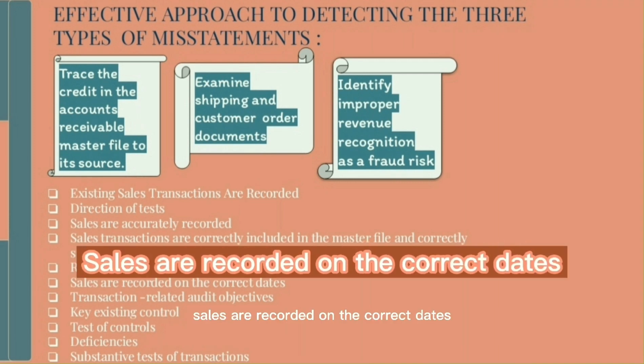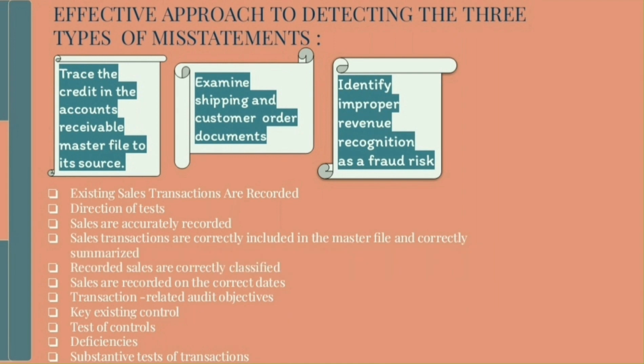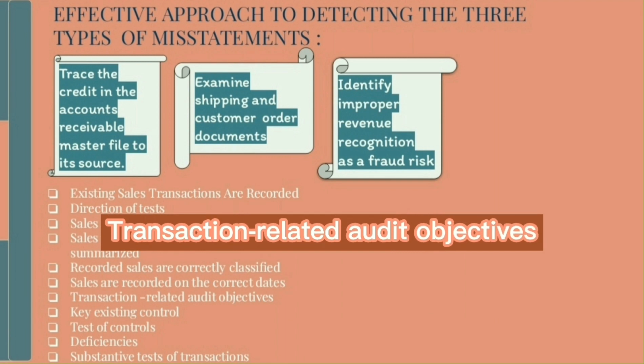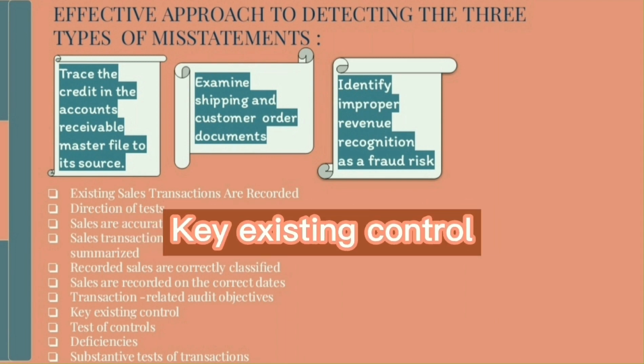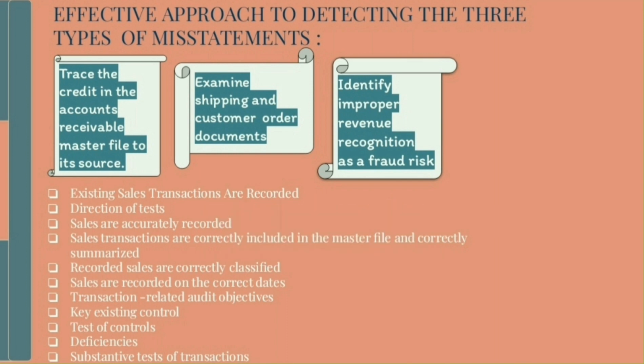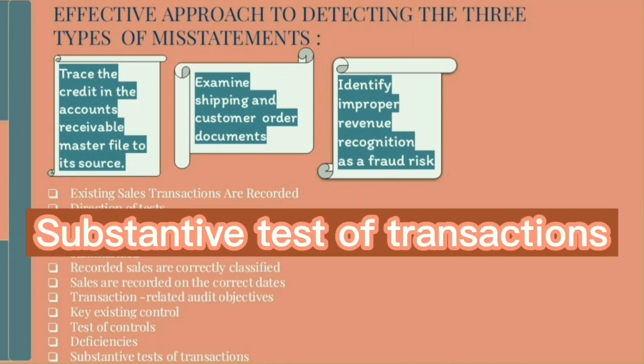Sales are recorded on the correct dates. Sales should be billed and recorded as soon after shipment takes place as possible to prevent the unintentional omission of transactions from the records and to make sure that sales are recorded in the proper period. The topics covered were transaction-related audit objectives, key existing controls, tests of controls, deficiencies, and the last one is substantive tests of transactions.